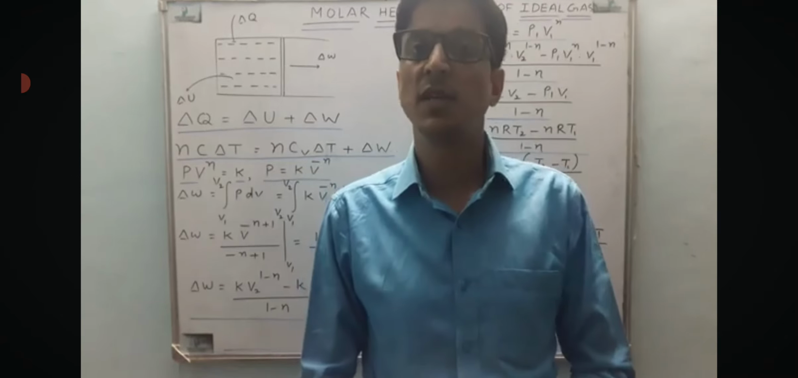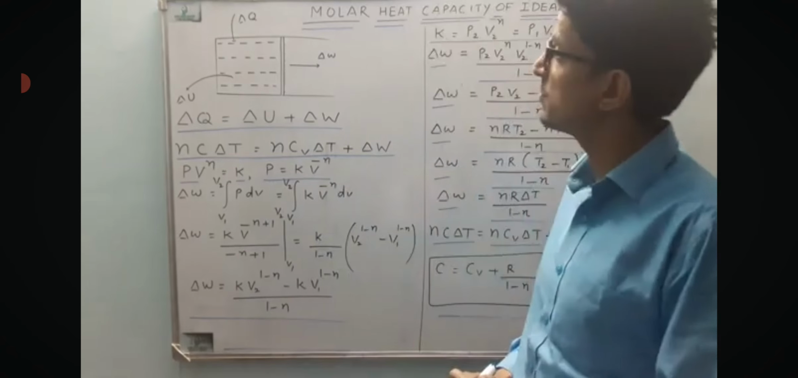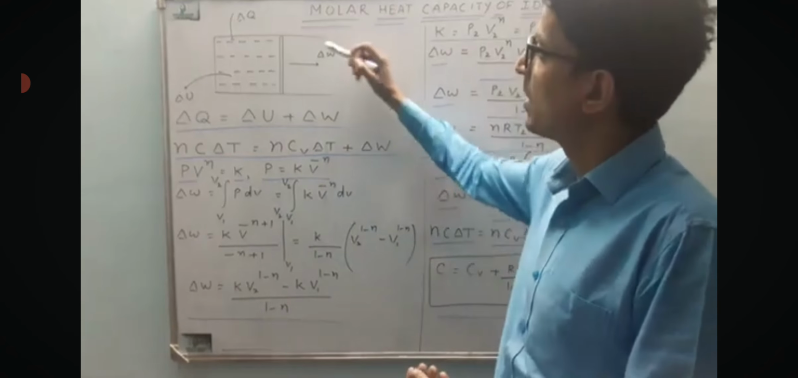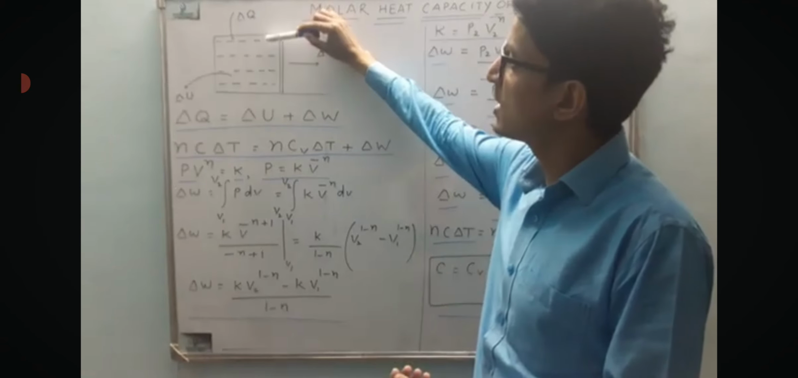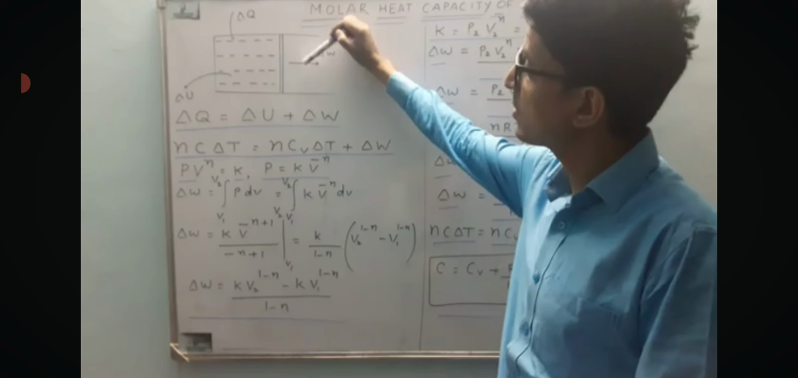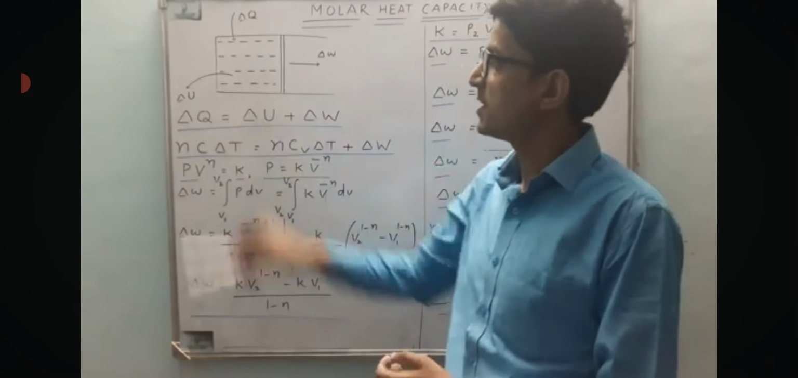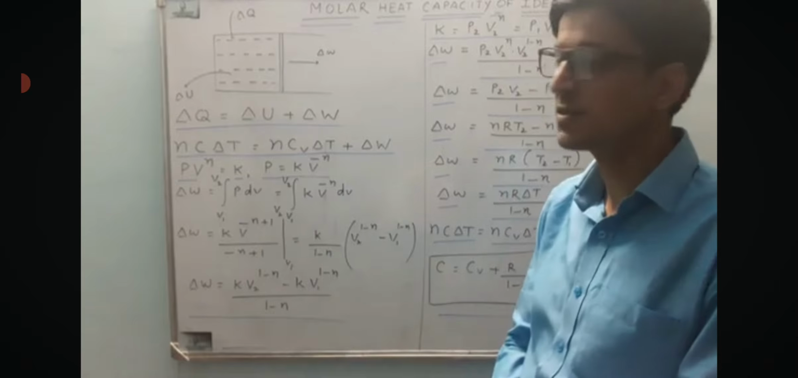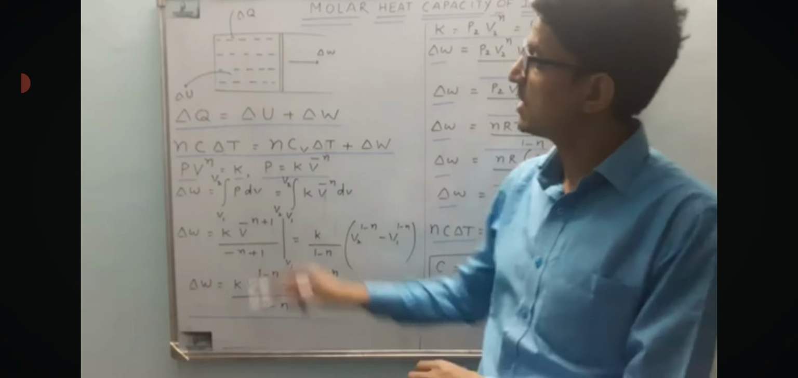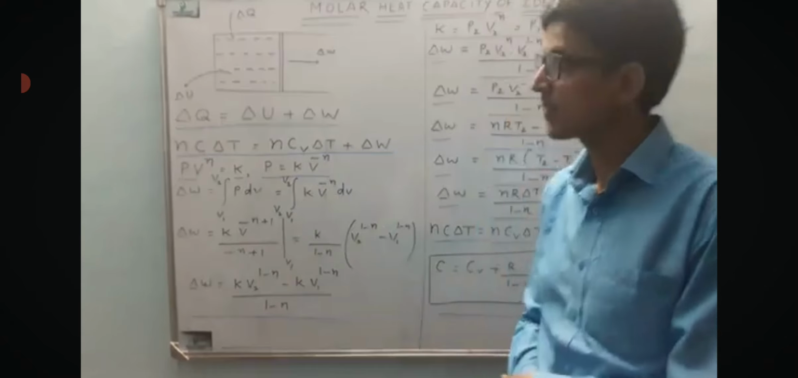Let's discuss the molar heat capacity of a gas in a process. So suppose we have an ideal gas and we supply an amount of heat delta Q to the gas. As an impact of that, it performs work delta W and its internal energy increases by delta U. So using the first law of thermodynamics, we can say that delta Q is equal to delta U plus delta W.